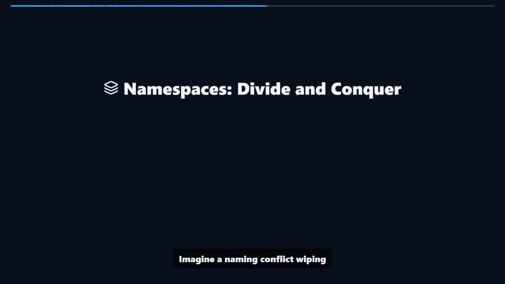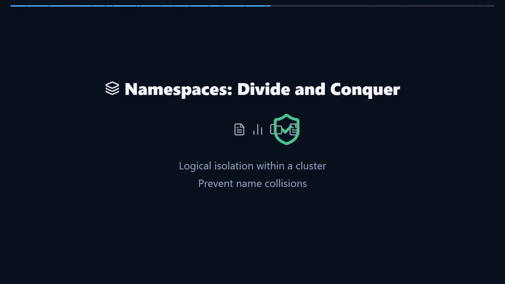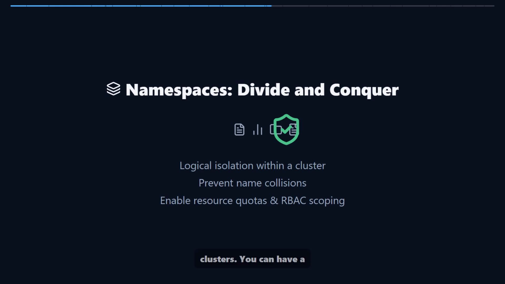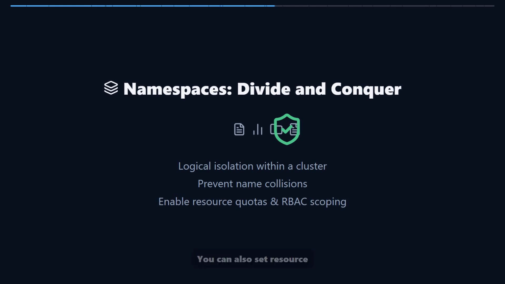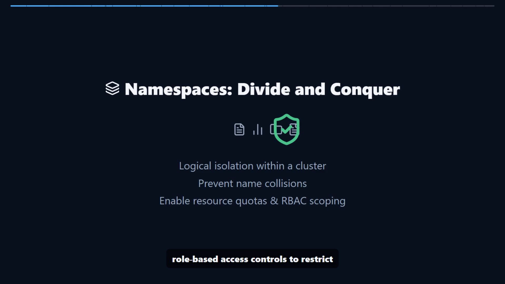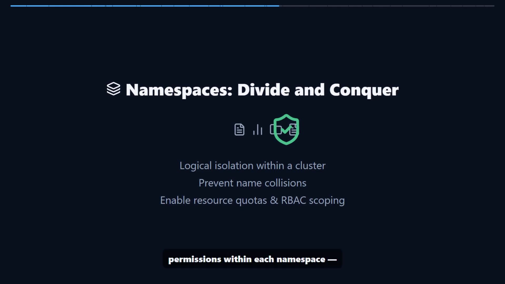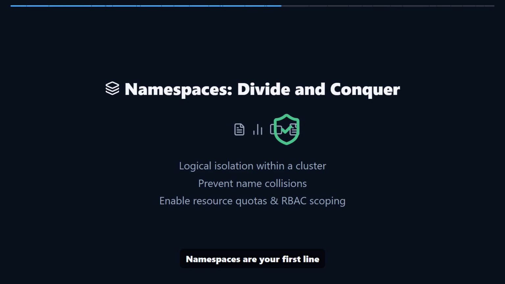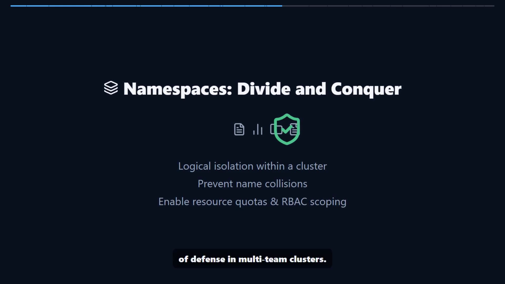Imagine a naming conflict wiping out the wrong deployment across teams. Without namespaces, that's a real risk. Namespaces split one physical cluster into multiple virtual clusters. You can have a deployment called web in both dev and prod without conflict. You can also set resource quotas to limit CPU and memory per namespace, and use role-based access controls to restrict permissions within each namespace. These are optional but powerful. Namespaces are your first line of defense in multi-team clusters.